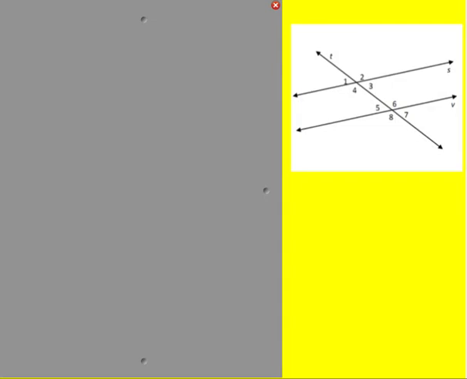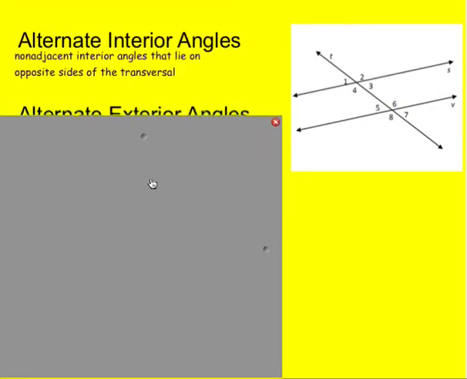Let's take a look at more vocabulary. Yay, so fun! We love vocabulary in geometry. Let's take a look at alternate interior angles. Alternate interior angles are non-adjacent interior angles that lie on opposite sides of the transversal. Oh man, that is a lot of mumbo jumbo.